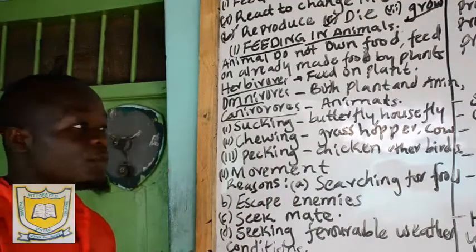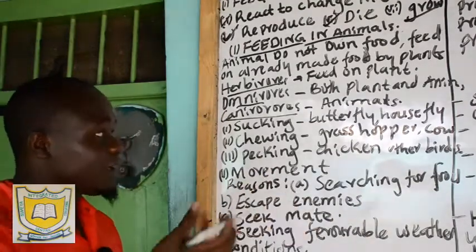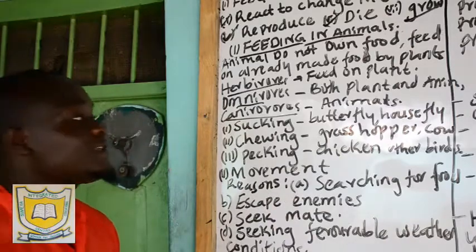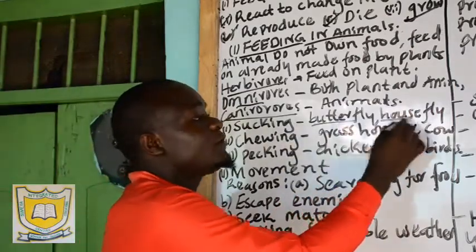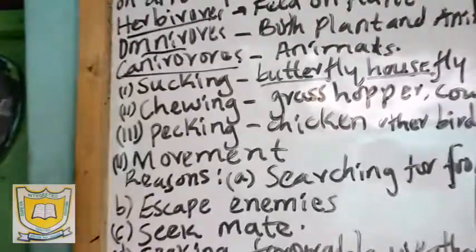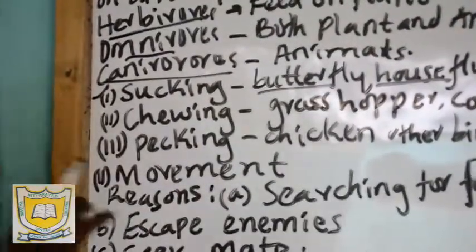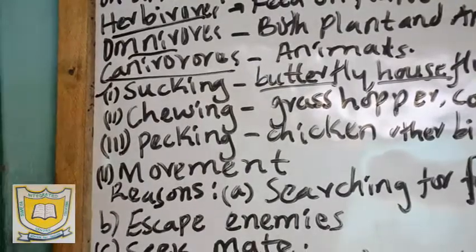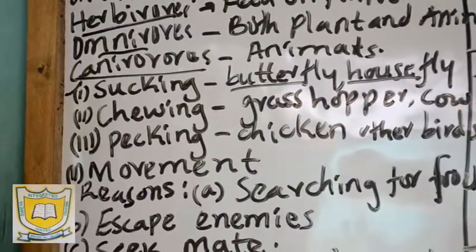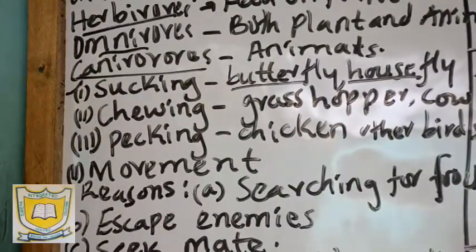We have those animals that feed on others by sucking. By sucking, mostly we talk of insects, including butterfly, housefly, and other insects. So number one, we have those that suck. They suck the sap of a plant, or they suck blood, like ticks sucking blood from animals.